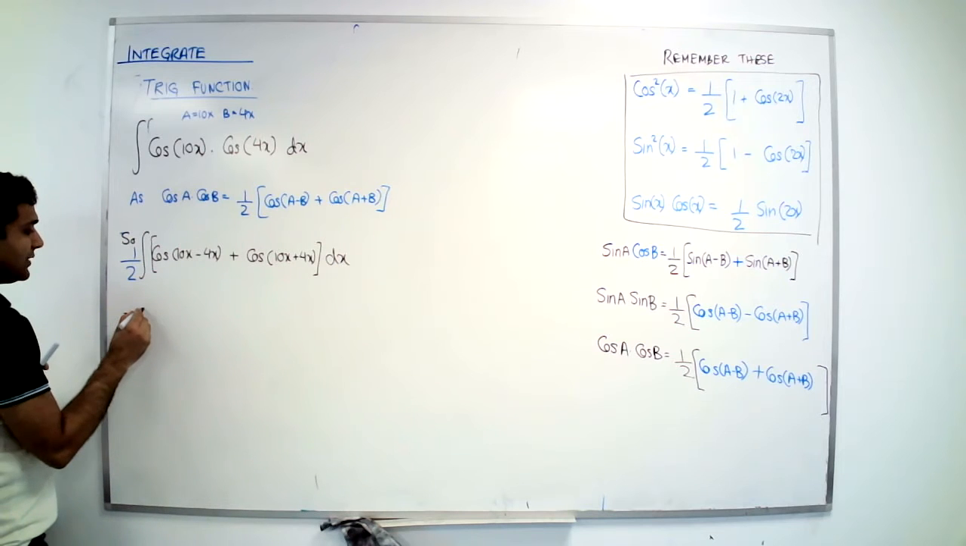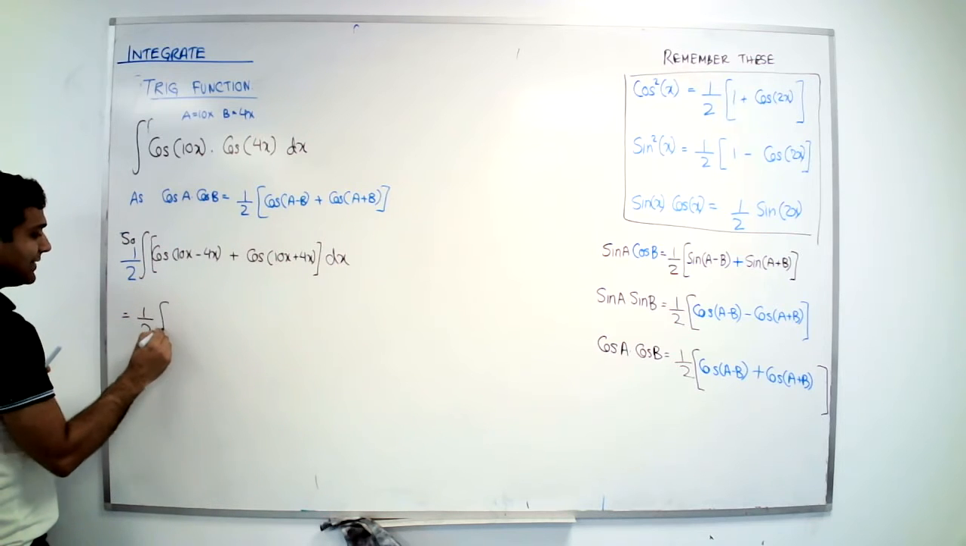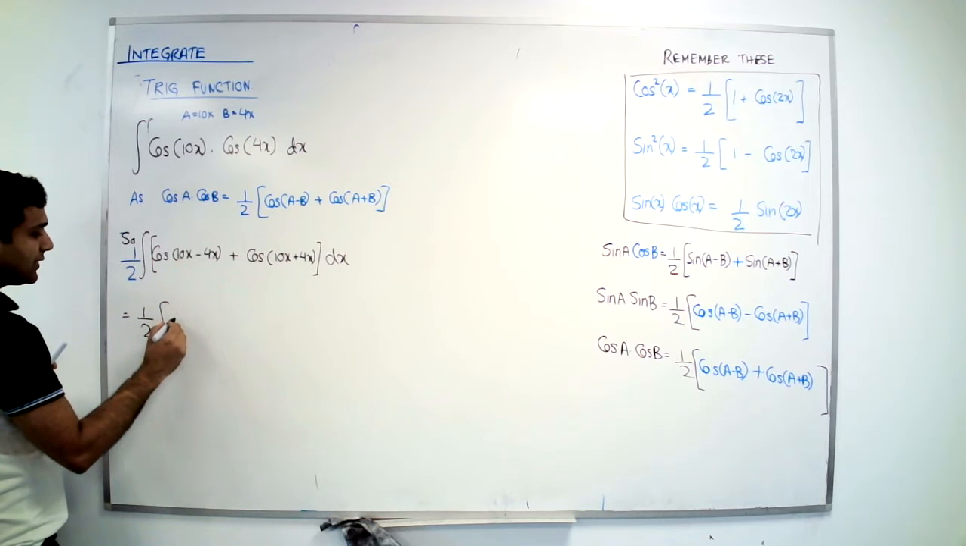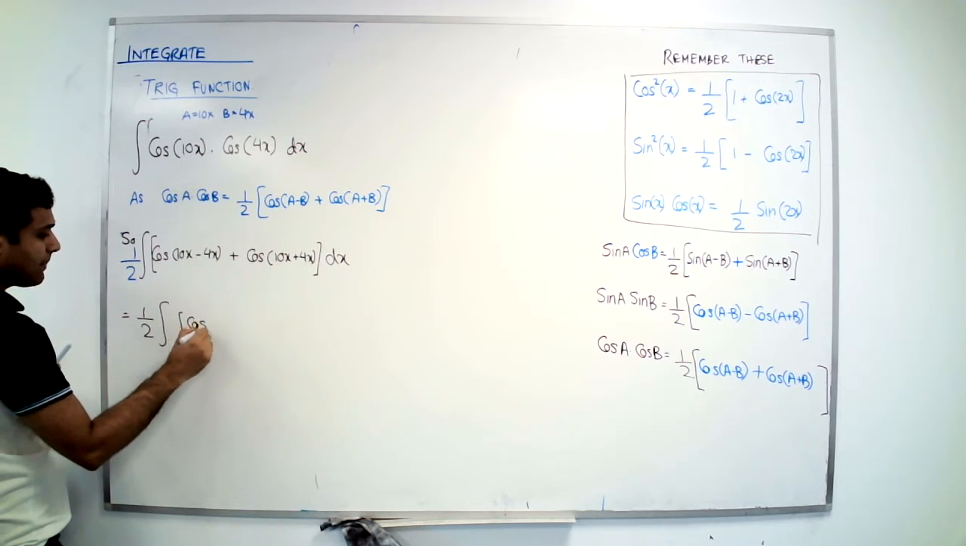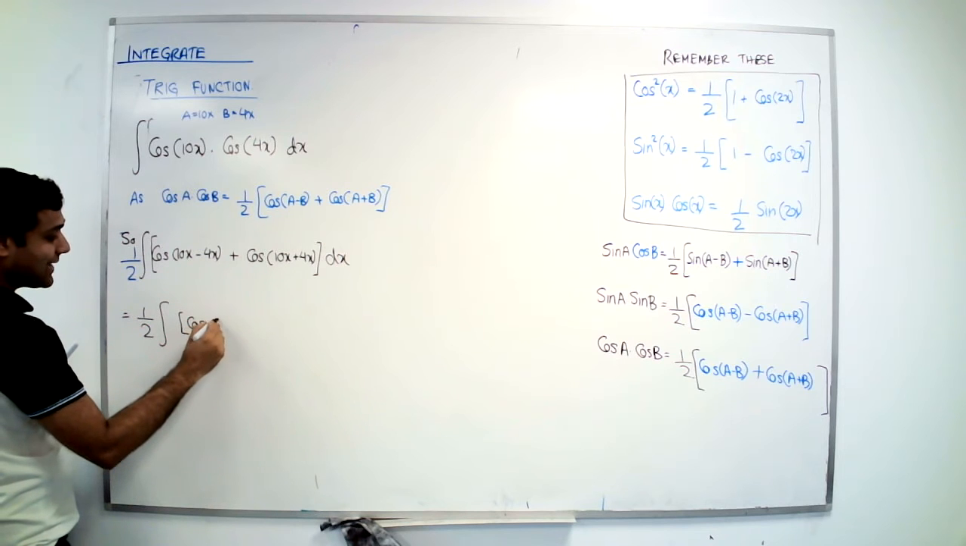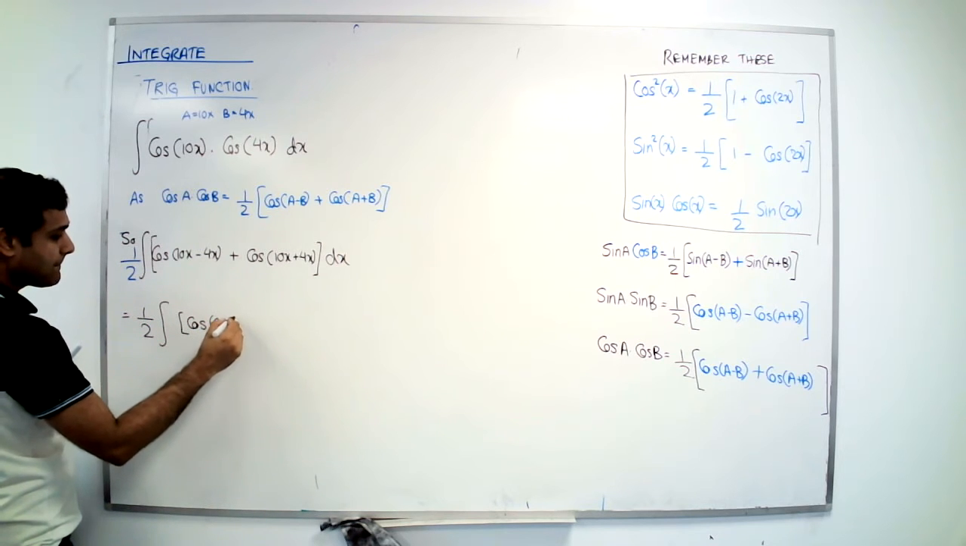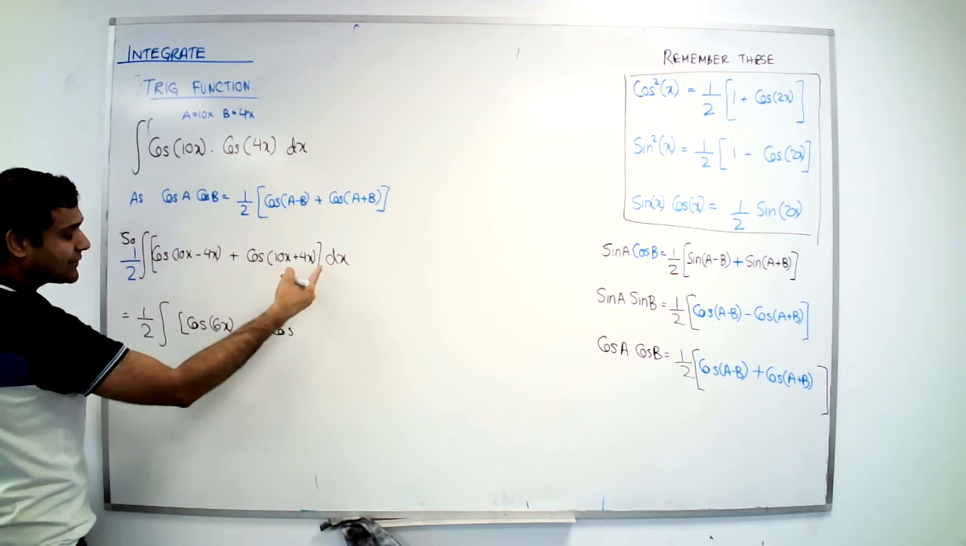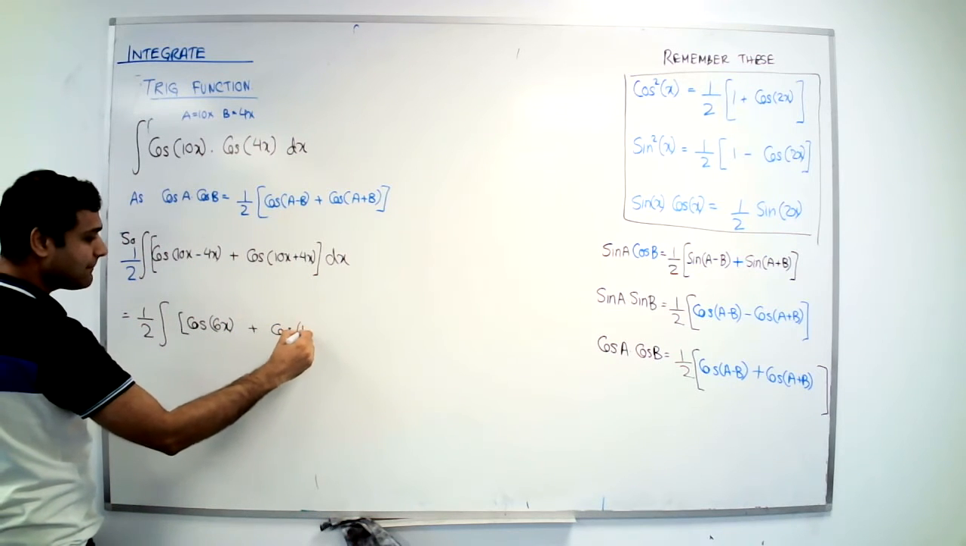Now, before I integrate, I need to simplify. Cos(10x minus 4x) is actually cos 6x, plus cos(10x plus 4x), which is cos 14x.